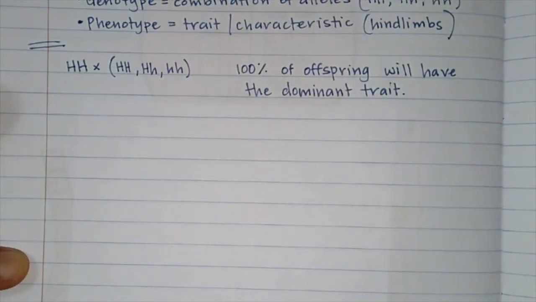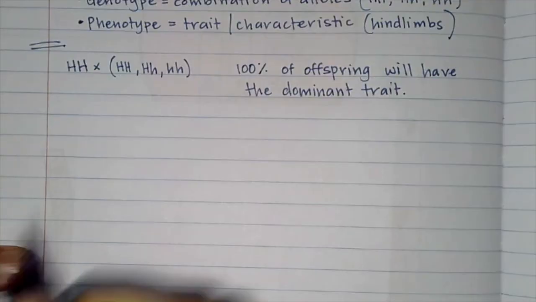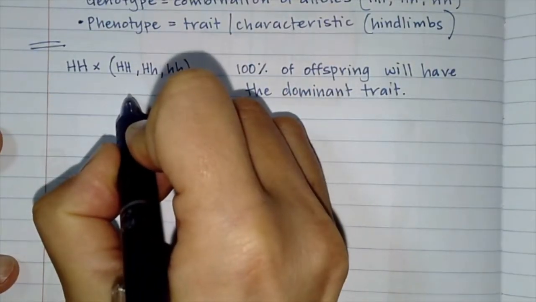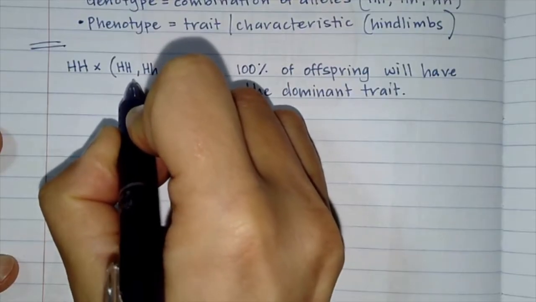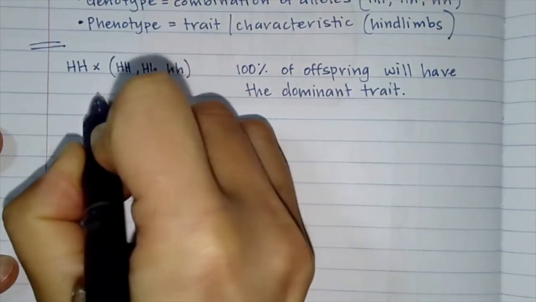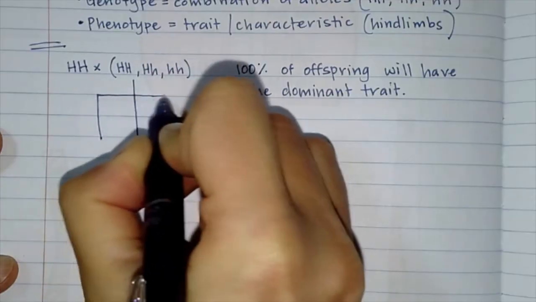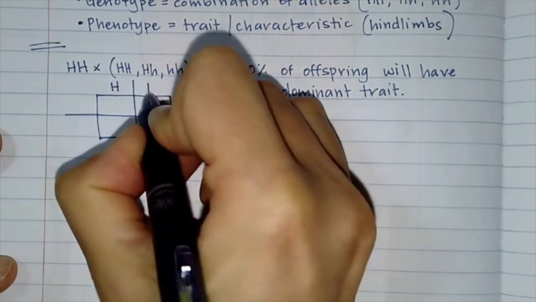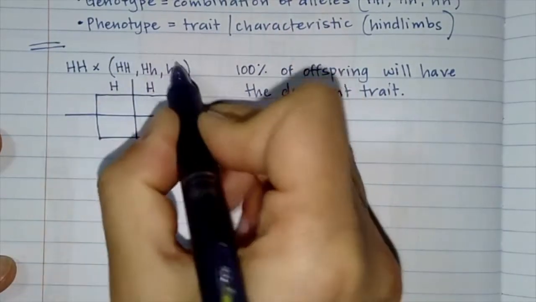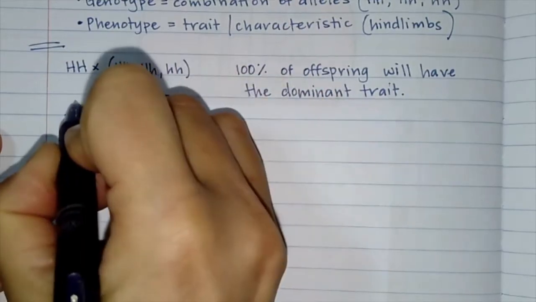Every single time they're going to have the dominant trait. So let's take a look at how this works using our Punnett square. This time I'm going to make my Punnett square a little bit smaller. So I'm going to set it up, and I'm going to put my big H genotype. And then let's just choose little h just to see really how this works.